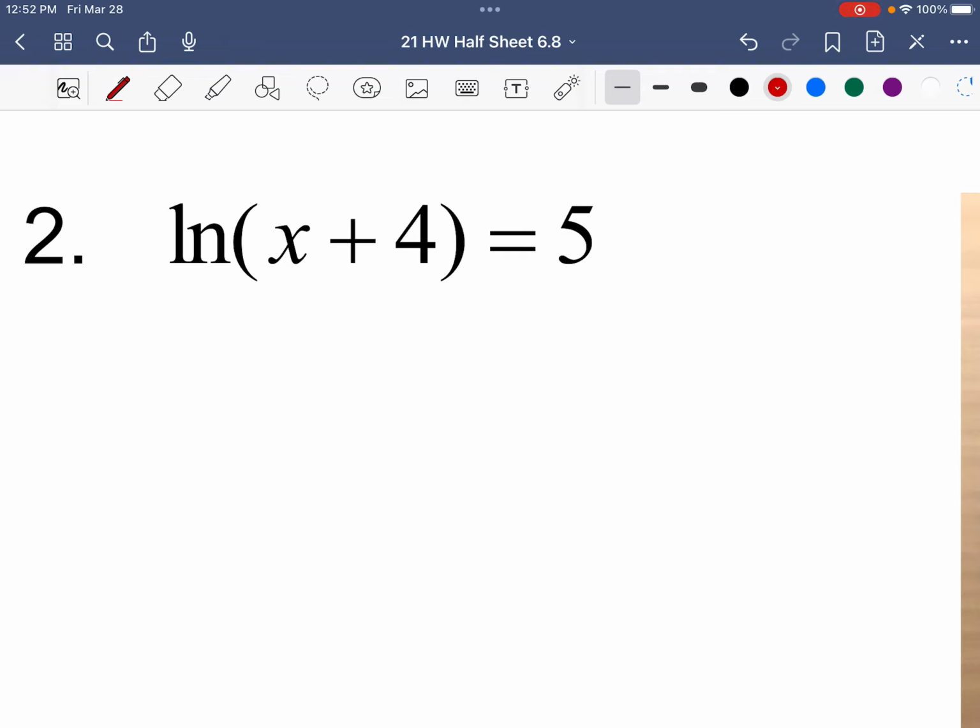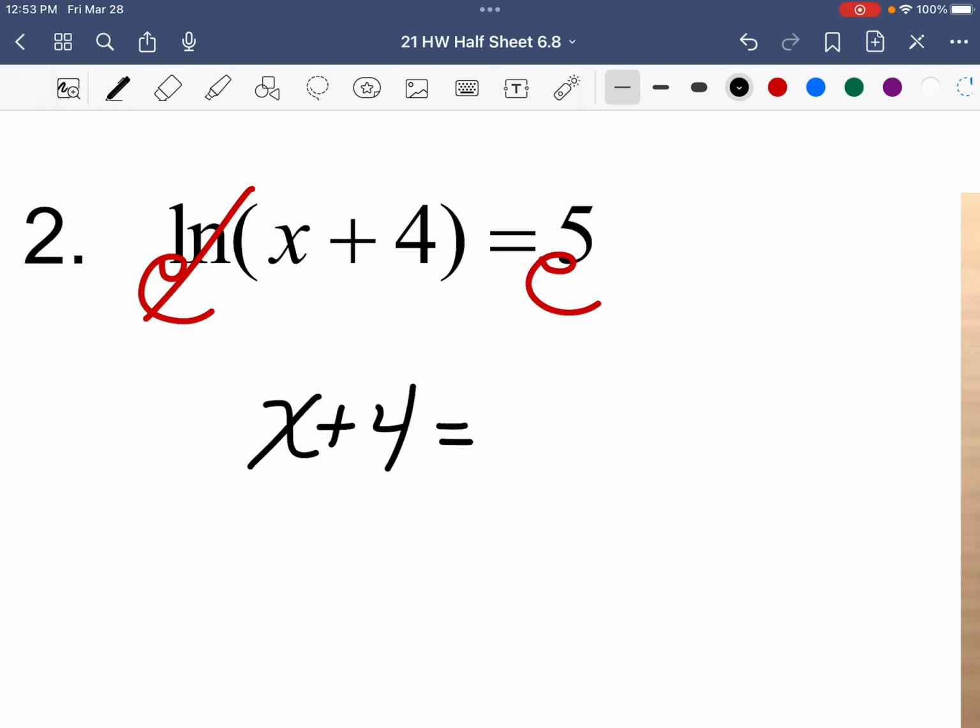Now, number 2 is not an exponential equation, it's a log equation, obviously, because it starts with a log. Now, if you have an ln, you want to try to undo that. And because this ln is on the outside, I can kind of jump right in here and I can base both sides with an e. Now, when I base both sides with an e, it's going to cancel with the ln and leave us with just x plus 4. But x plus 4 equaling e to the 5th.